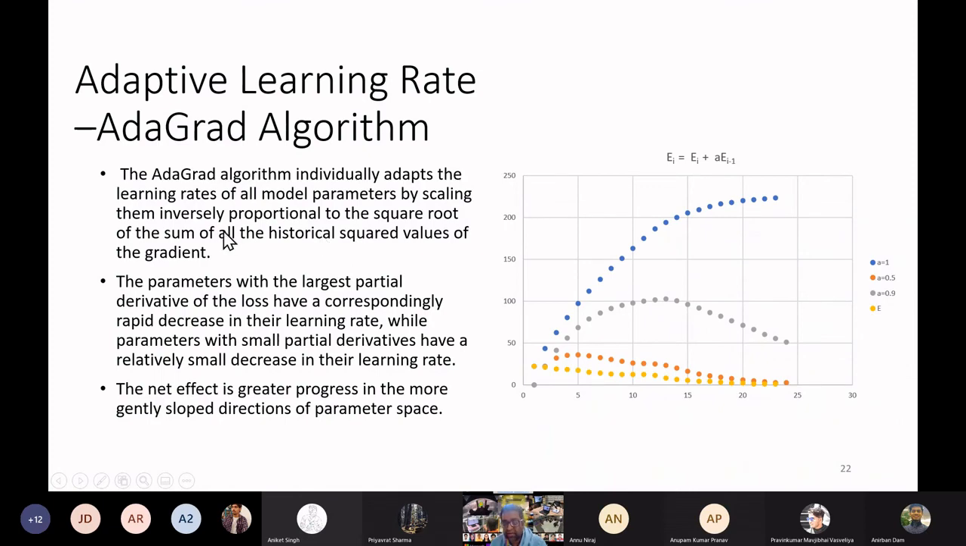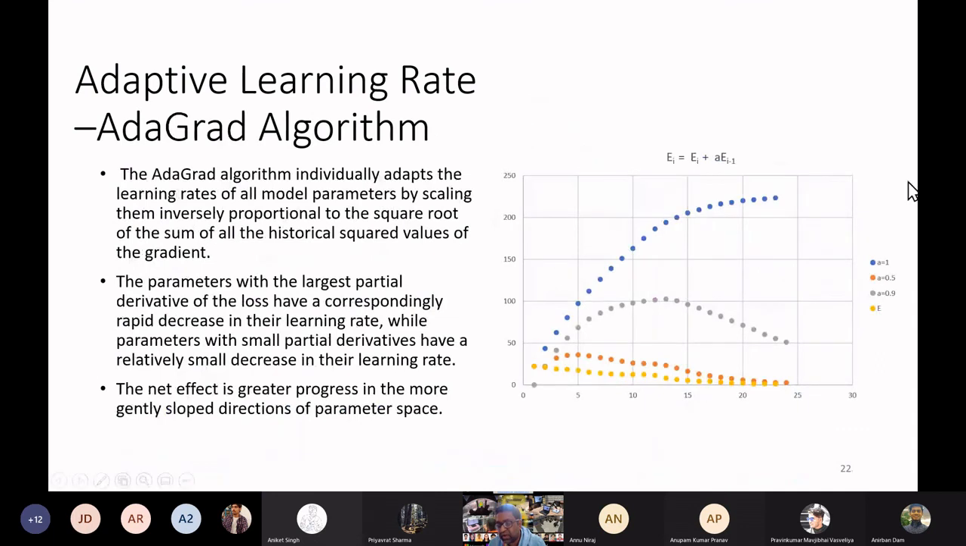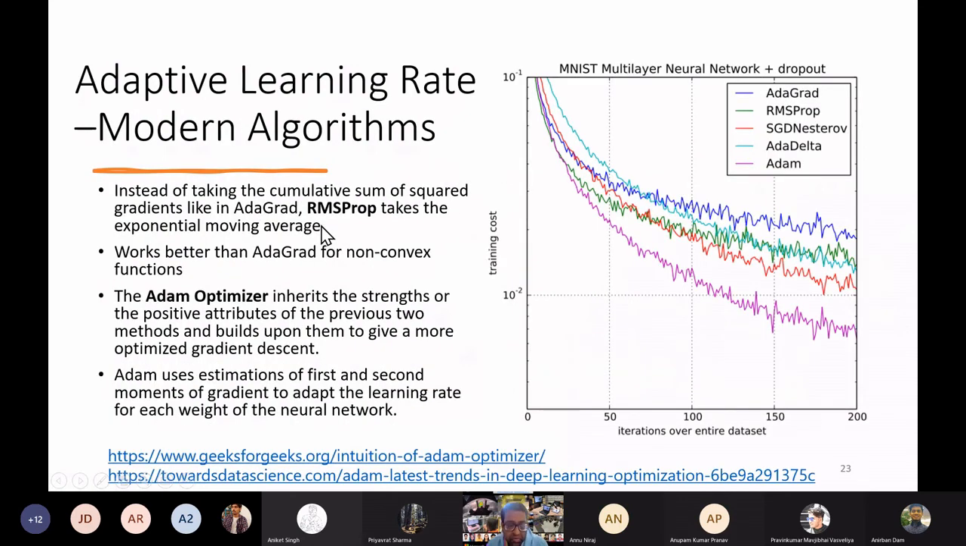Okay. So in the next algorithm, exactly that problem has been taken care of. Instead of taking the cumulative sum, in the root mean square propagation algorithm, we take an exponential moving average. So here you can see what happens to the graph when I use different values of alpha. And it has been shown that in the non-convex function, the root mean square propagation algorithm works better than the AdaGrad algorithm. And here on the right side, you can see such a graph from a paper where they compared various adaptive learning rate algorithms. This is the number of iterations and this is the training cost.